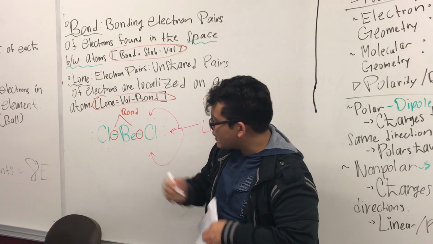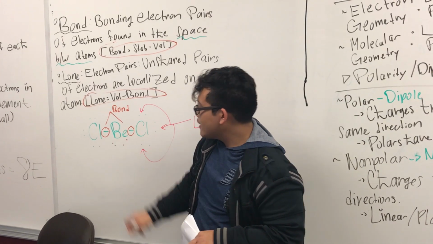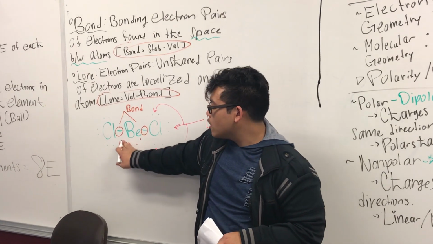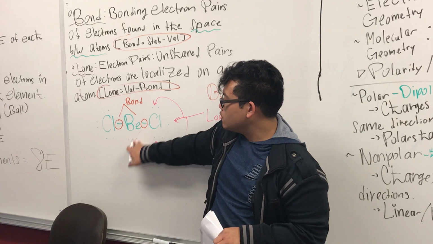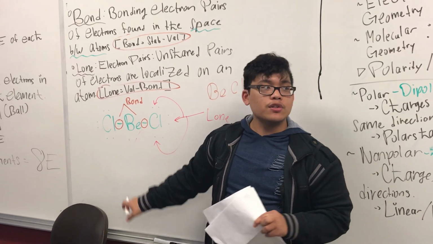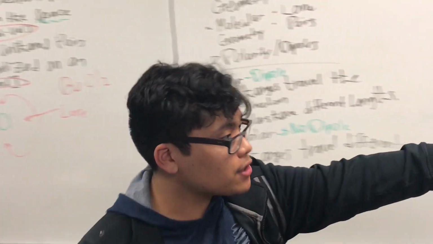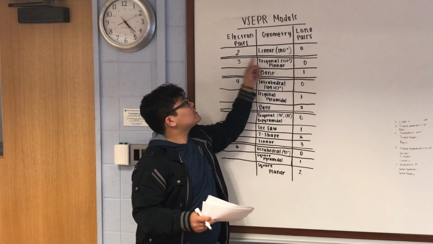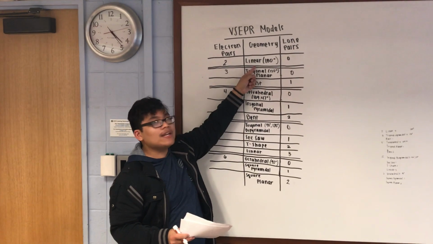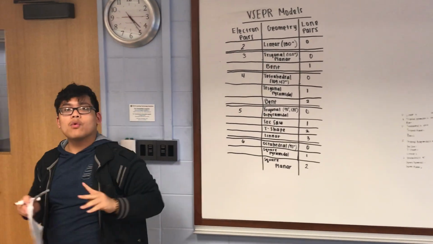If it's like this, that means it has 2 lone pairs, 1 lone pair, and 2 lone pairs. But right now it doesn't. So since we look back to this chart, if there are no lone pairs, it stays as linear. So that's kind of an example. We're going to go more into it.